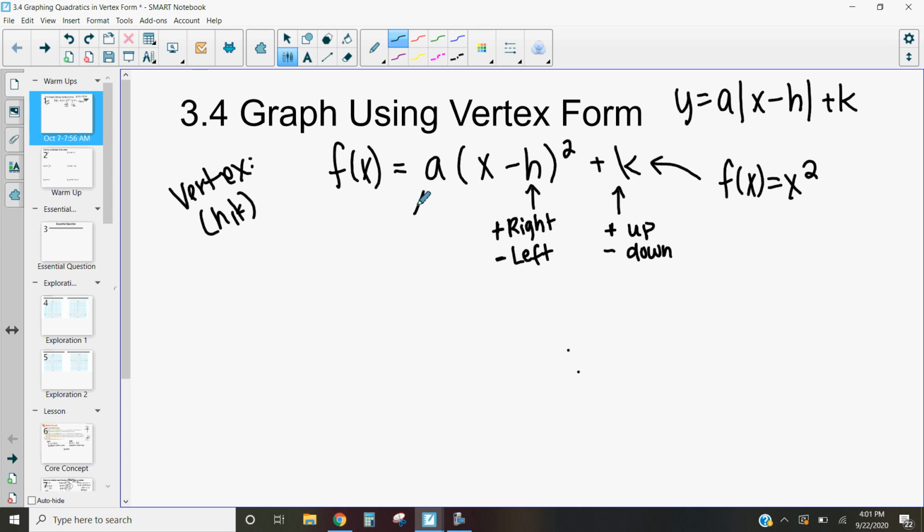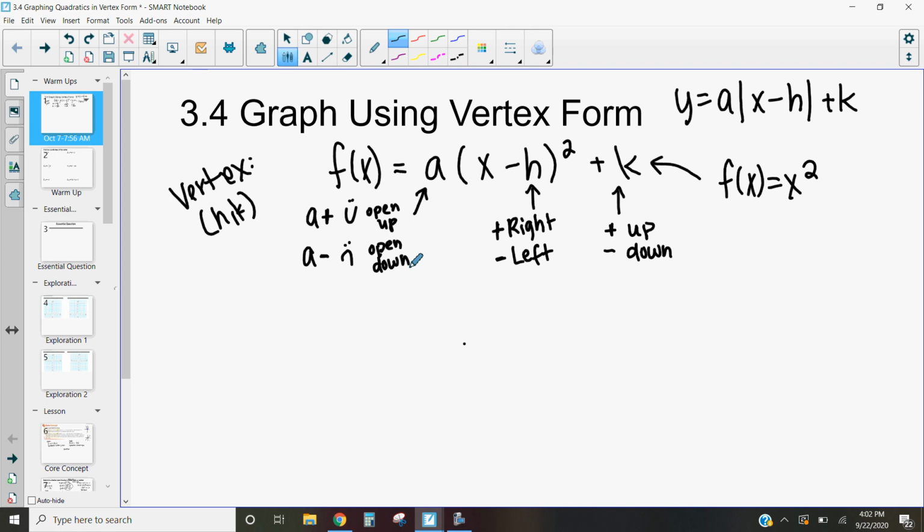Then finally, we have this a value, and this a value is what we were talking about before. This controls two things: our vertical shrink and stretch, and the direction of our opening. If a is a positive number, then it's going to open up, and it's going to look like that smiley face that we've seen. If a is a negative number, then it's actually going to open down, and it's going to look like a frowny face. So that's the first element of it.